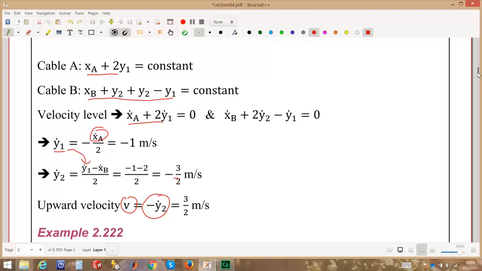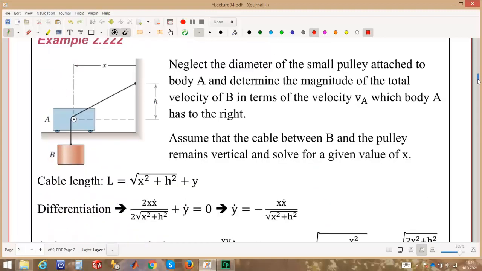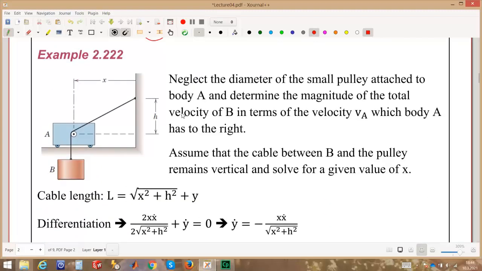Okay, let's take a look at the other example. In this example, we have a single cable, which means a single degree of freedom for this type of question. The cable length we consider again is the same. Another thing that we neglect here is the diameter of the small pulley. The main reason is that in the previous examples, the length of the cable around the pulley doesn't change, but in this case it's going to change.